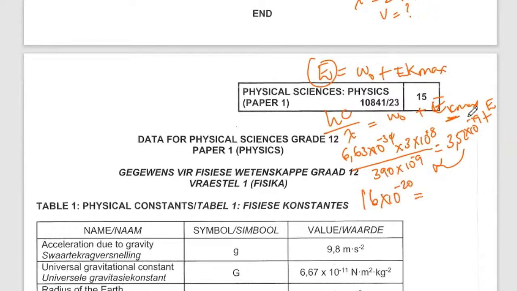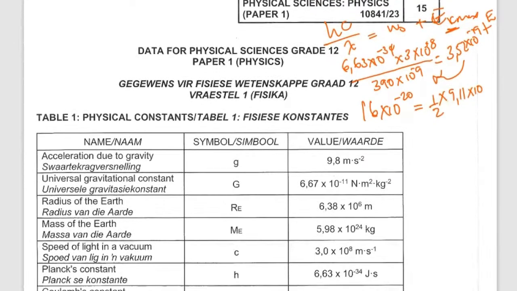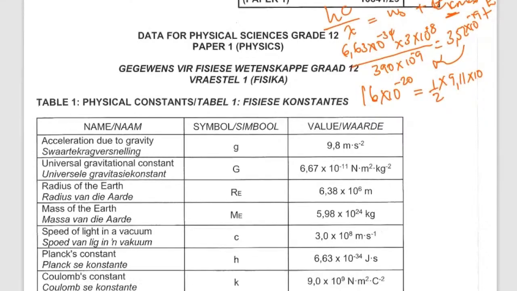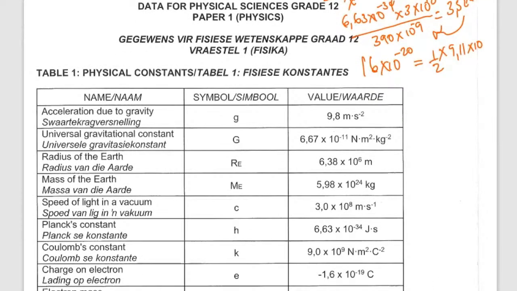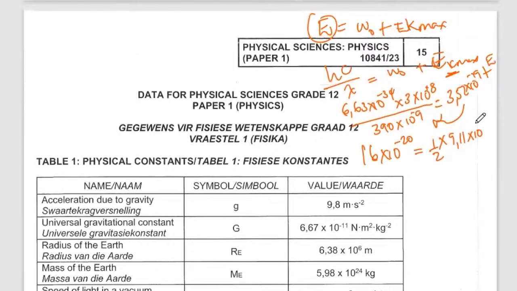Now I know that EK max is a half times the mass of the electron, which is 9.11 times 10 to the what? What is the electron mass? Negative 31. So negative 31, times v squared. Now I'm going to divide both sides by that, so divide by 0.5 times 9.11 times 10 to the negative 31.